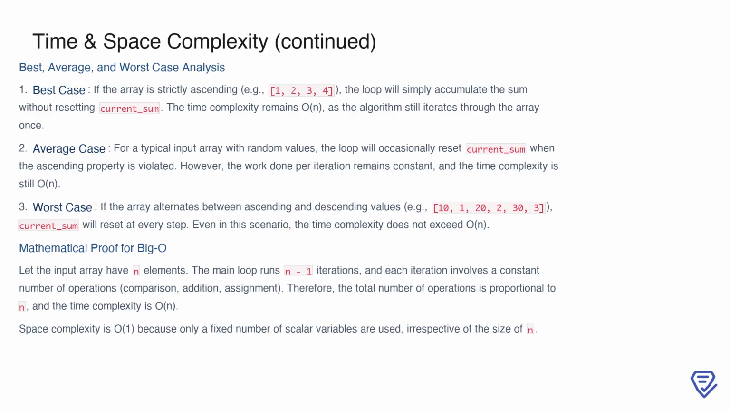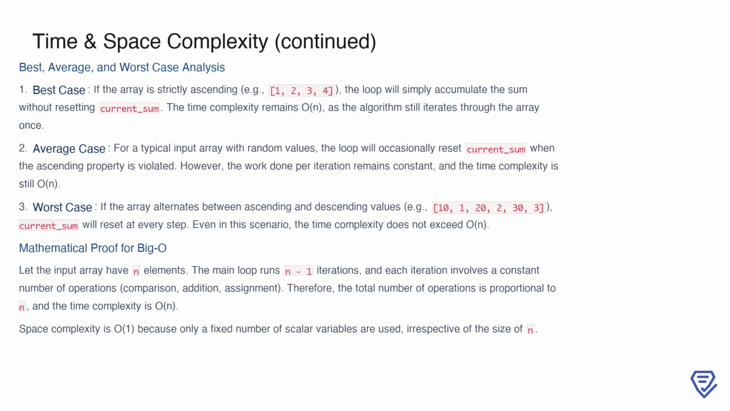Finally, let's analyze the algorithm's behavior across different scenarios. In the best-case scenario, where the array is strictly ascending, such as [1, 2, 3, 4], the loop simply accumulates the sum without needing to reset current_sum. Even in this case, the algorithm still performs one pass through the array, so the time complexity remains O(n).